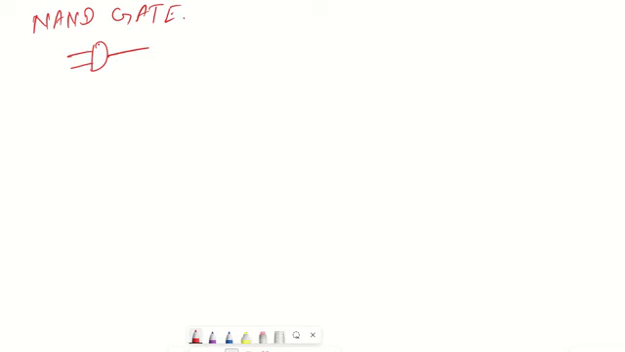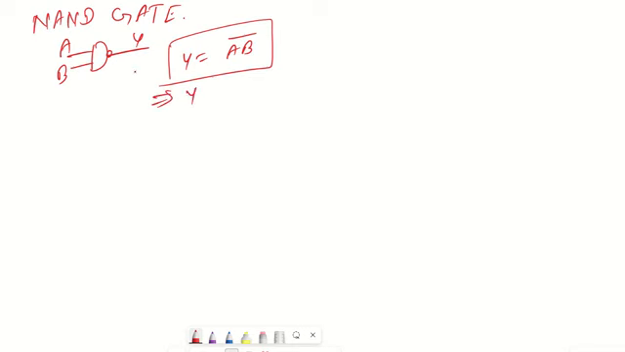Now for NAND gate we will have a node here, so this will be NOT. My inputs are A, B and output is Y, and my output is going to be AB, and since we have put a negative sign, (AB) bar. So this is the expression for my NAND gate. And by De Morgan's theorem, you can also see that Y can be written as A bar plus B bar. So this is another expression.